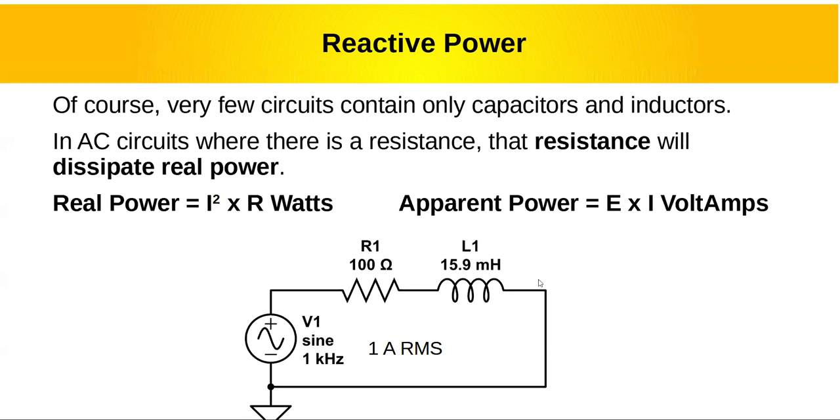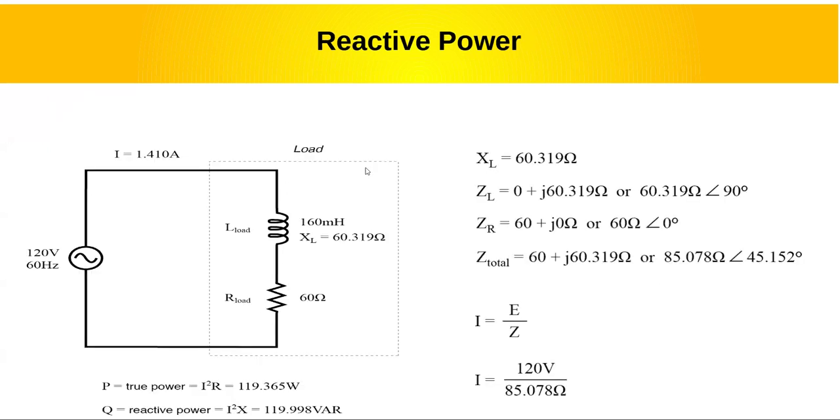Okay, so in the real world, we usually have some resistance in there. We don't have a pure inductor or capacitor. So the real power is going to be the watts formula, I squared R, and the apparent power is just the voltage times the current.